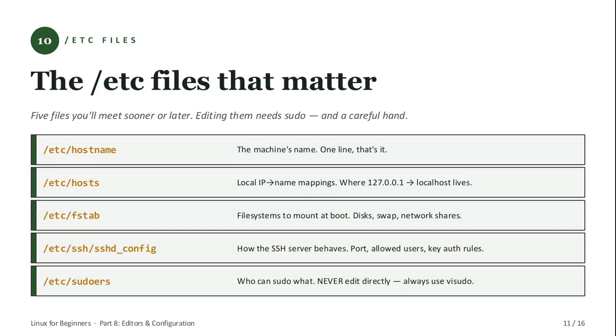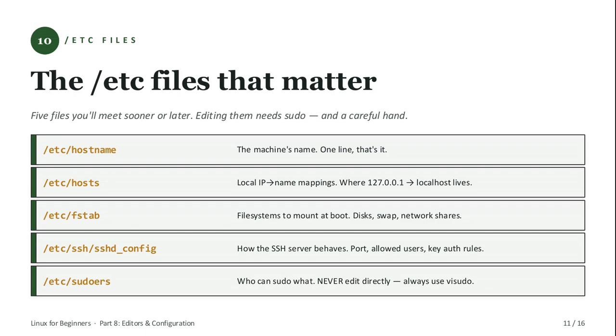Now let's step outside your home folder and into /etc, the place where system-wide settings live. There are five files here worth knowing by name. /etc/hostname holds your machine's name in a single line. /etc/hosts maps IP addresses to names locally, which is why 127.0.0.1 always answers as localhost.